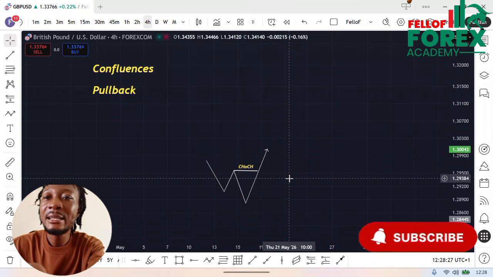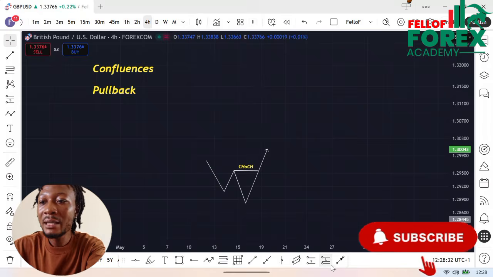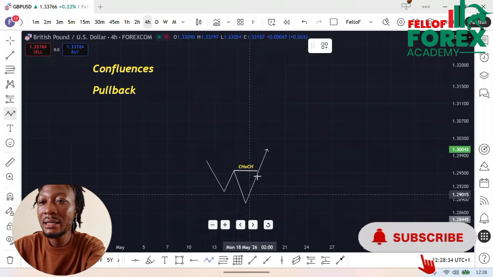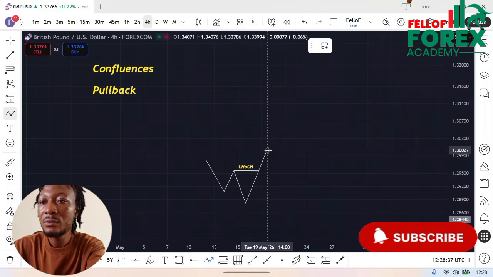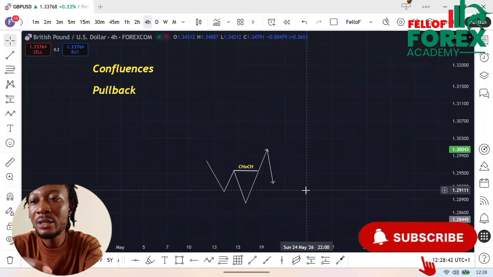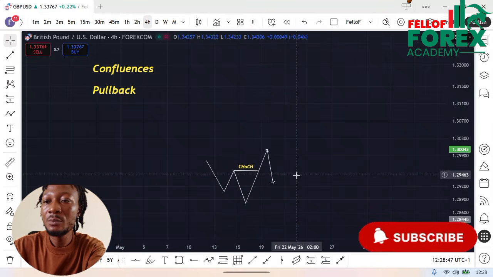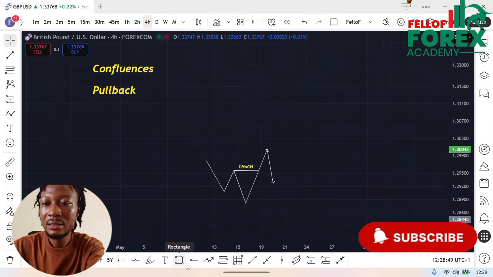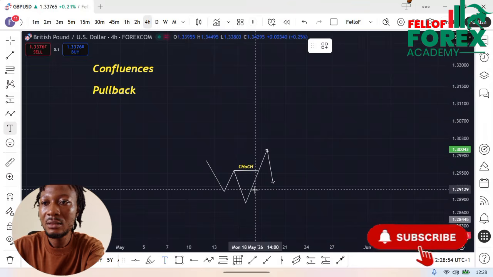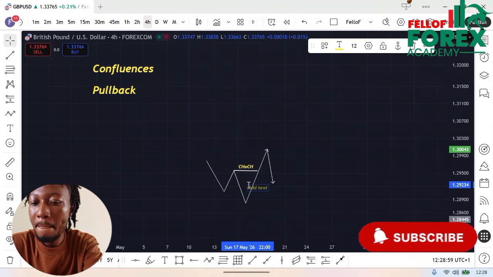Now, like I said, the first confluence is a pullback. So what is a pullback? A pullback is this move that comes back during an uptrend. So we have an impulsive move and a correctional move. Let me try to name it. So we call this impulsive.